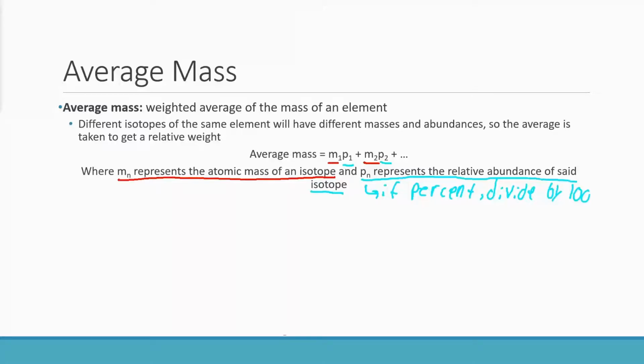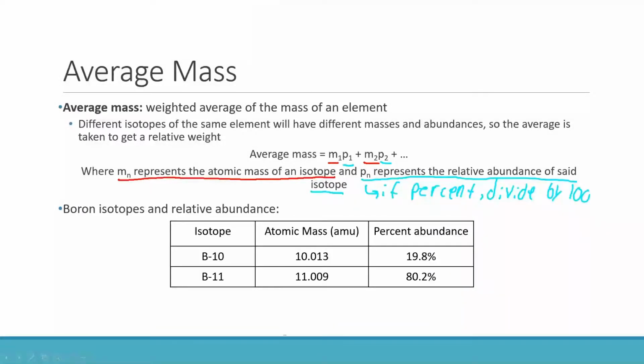Now let's actually take a look at an example of calculating average mass, that being boron. So boron has two main isotopes associated with it. We have B10 and we have B11. B10 has an atomic mass of 10.013. B11 has an atomic mass around 11.009. And in this table we have the abundances listed right here, 19.8% for B10 and 80.2% for B11.